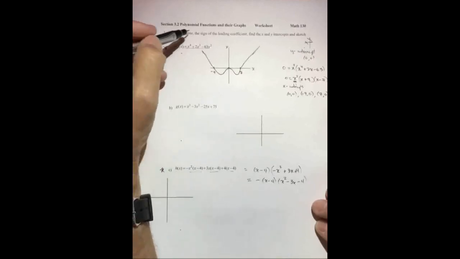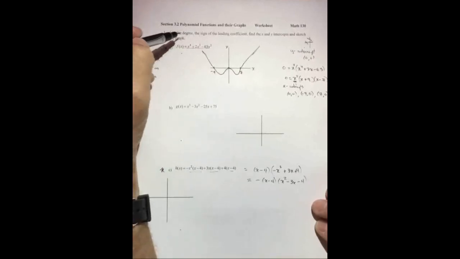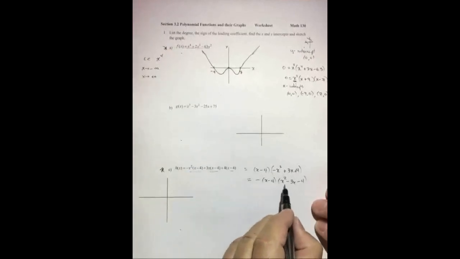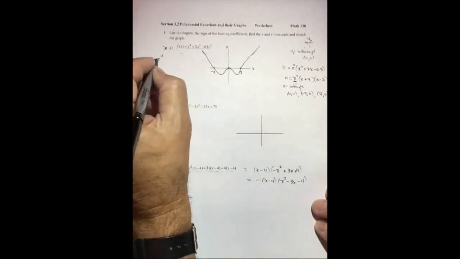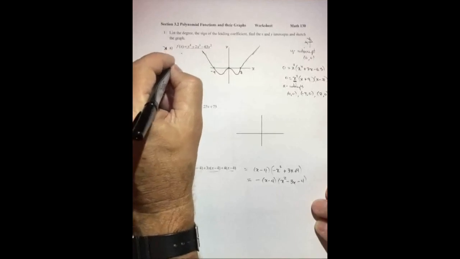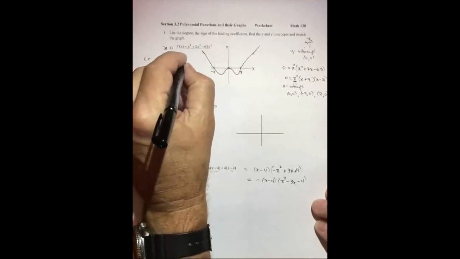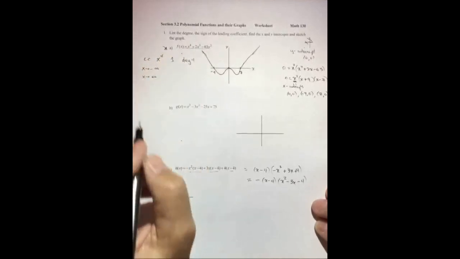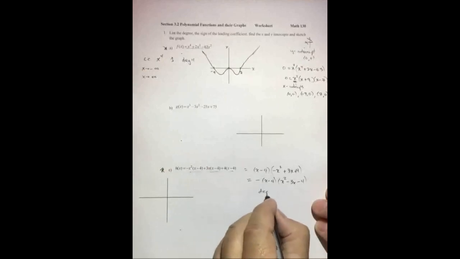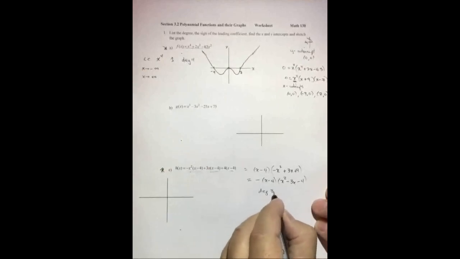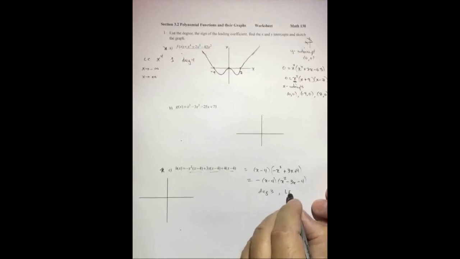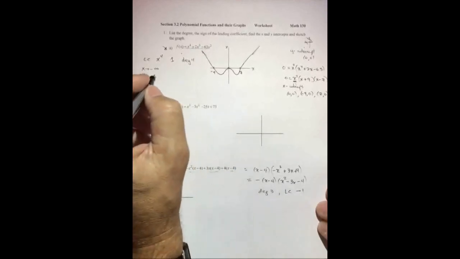So we have to find the degree. Well, the degree is going to be degree 3, isn't it? Up here, this was degree 4, and the lead coefficient was 1. Down here, the degree is 3, and the lead coefficient is negative 1. We can put negative 1.